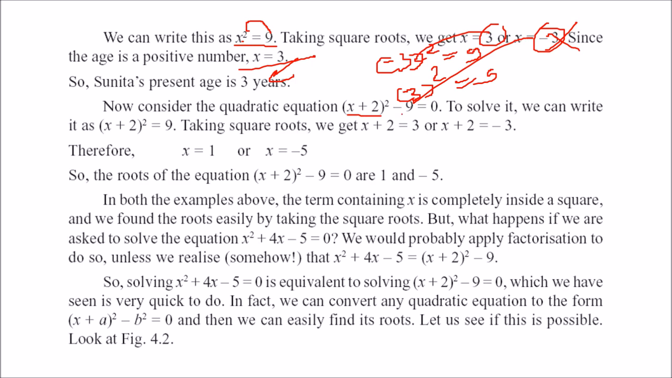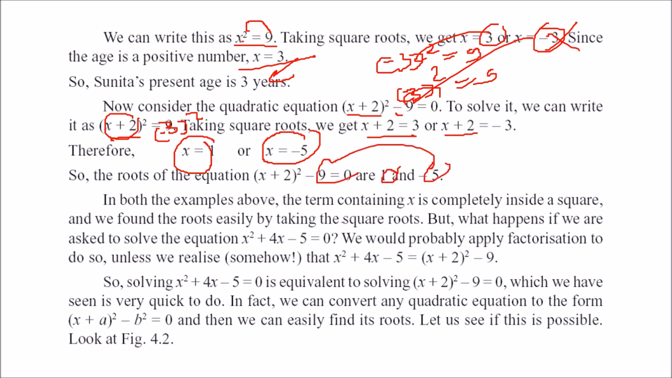x plus 2 whole square minus 9. So you can equate, meaning take 9 to that side, so x plus 2 whole square equals 9. Now this 9 can be written as 3 square, but it can be minus 3 square also. So one time we equate x plus 2 equal to 3 and the other time x plus 2 equal to minus 3. Once it gives you x equal to 1 and the other time it gives you x equal to minus 5. So these are the two roots of this equation.